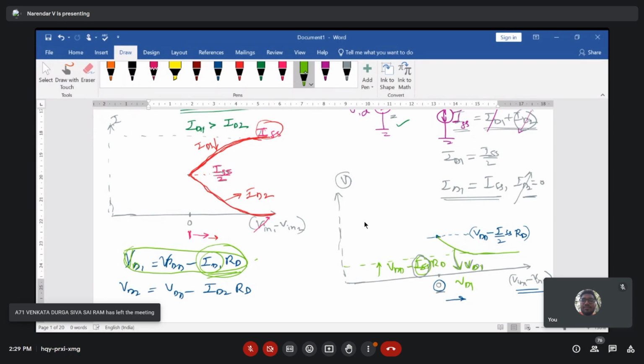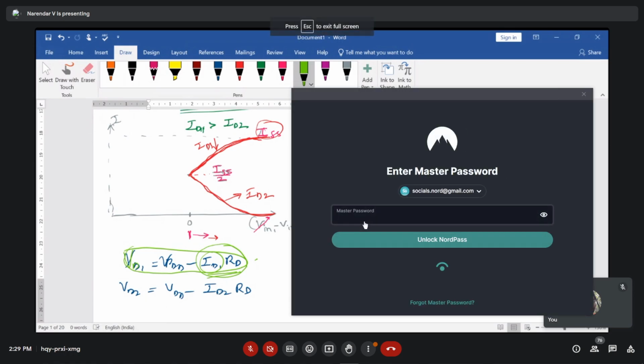Now VD2 is going to increase like this, and the maximum value that you can notice here is when ISS is going to become 0, ID2 is becoming 0, then the drop across this is becoming 0, and you will end up with the value called VDD. So this is the maximum value that you can see, VDD.